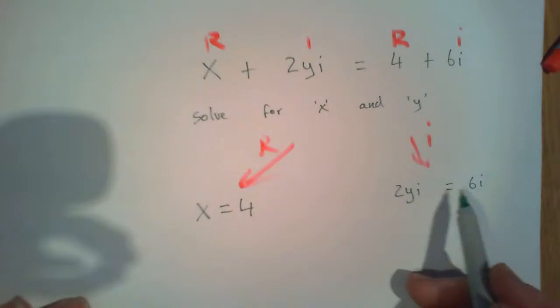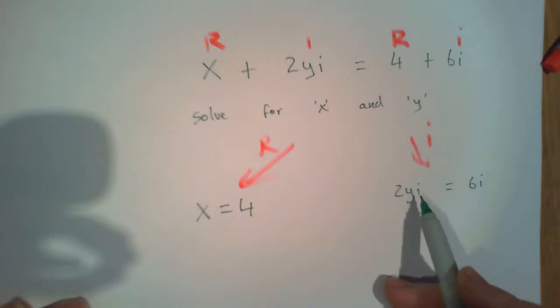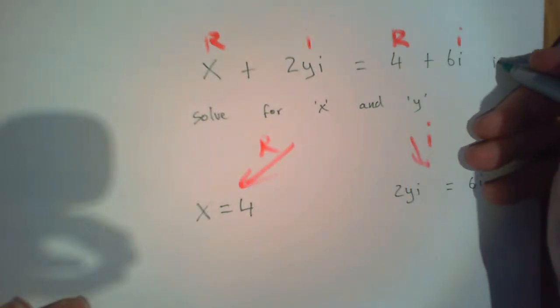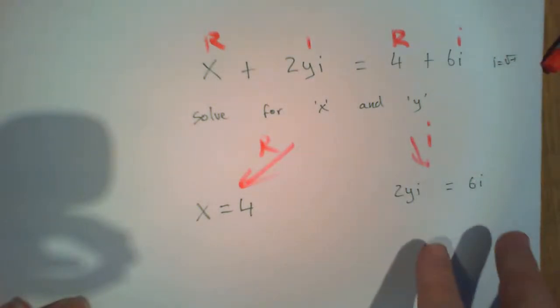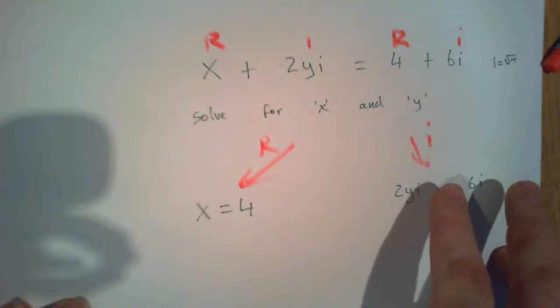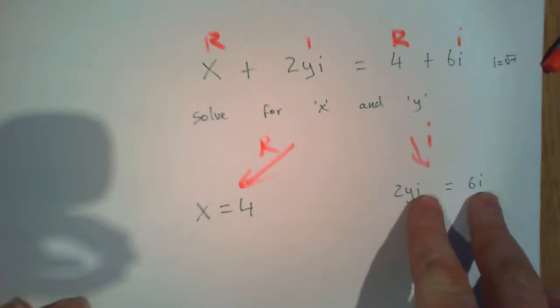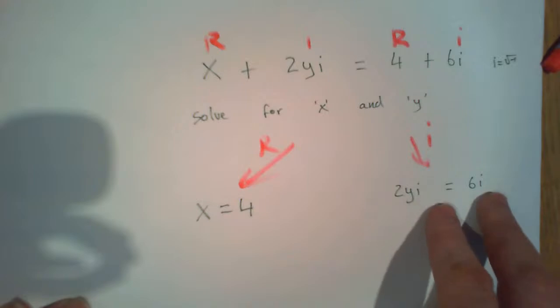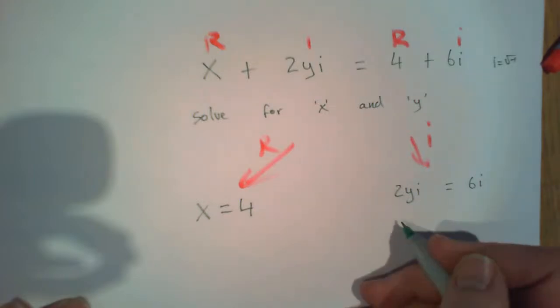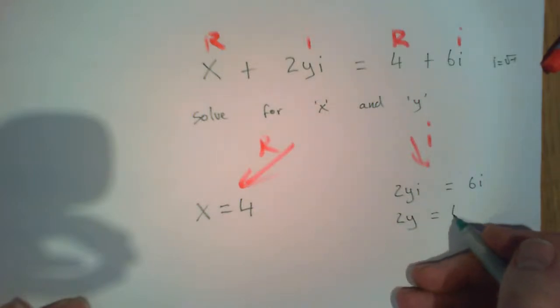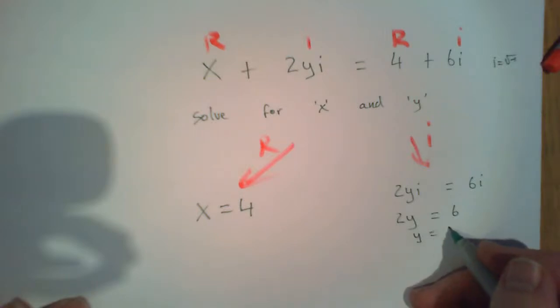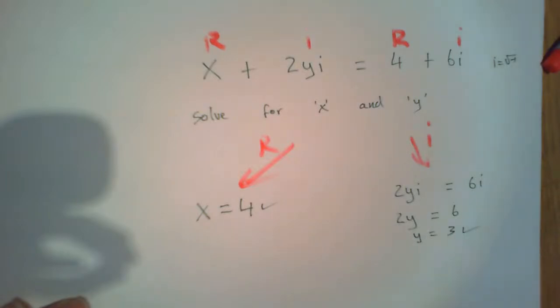Now, this looks unsolvable, but what did we say about i? Remember, i is the square root of -1. So if both of these are multiplied by the square root of -1, in other words, they're both multiplied by i, then would it not also be the fact that if I divide both sides by i, I'm just left with 2y equal to 6, y must be 3. And there I've solved my x and my y.